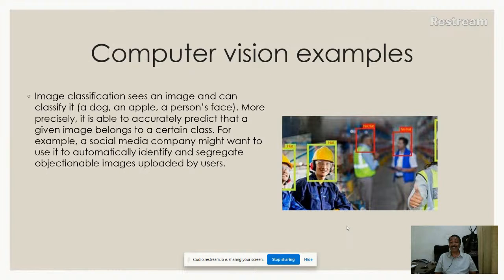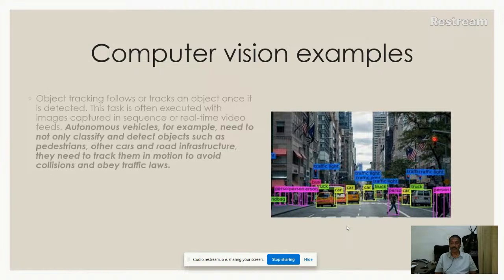Image classification sees an image and can classify it, for example, a dog, an apple, or a person's face. More precisely, it is able to accurately predict that a given image belongs to a certain class. For example, a social media company might want to use it to automatically identify and segregate objectionable images uploaded by the user. This is what we have started, especially for social media. They have a big task in classifying the items.